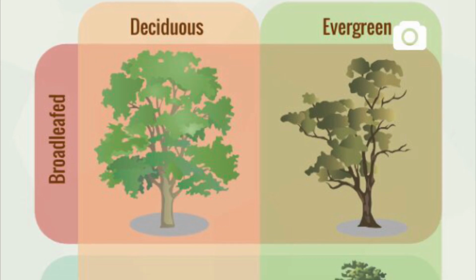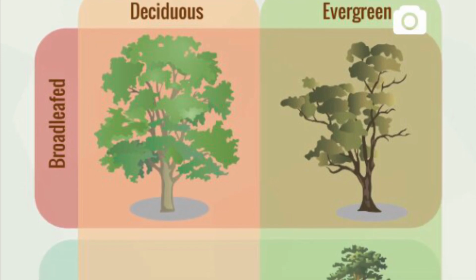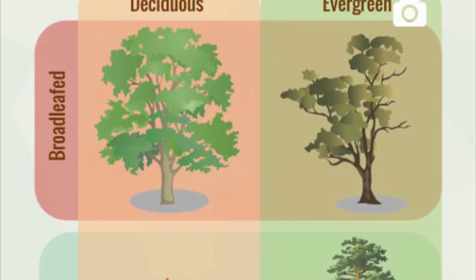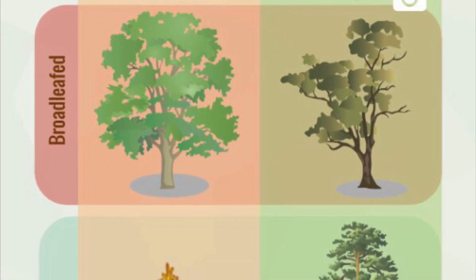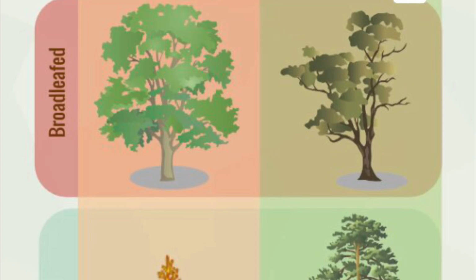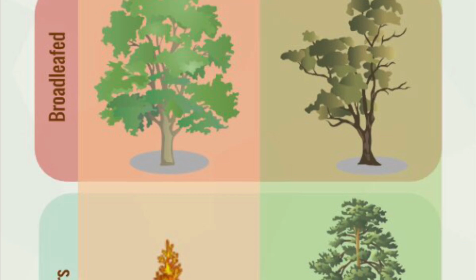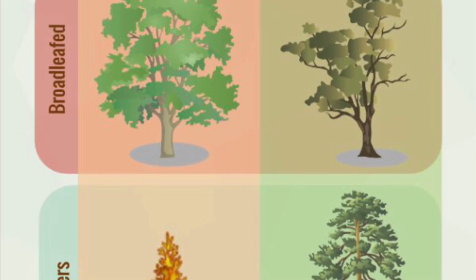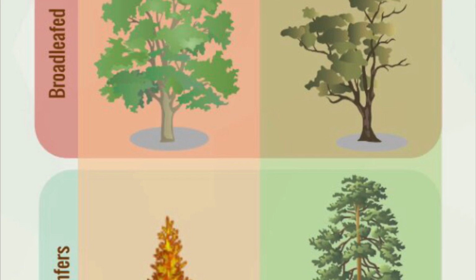So we can look at trees in a variety of different ways. We can compare whether they are deciduous or evergreen. Deciduous meaning they lose their leaves at certain times of the year, for example, during the winter or during a dry season, or they're evergreen, meaning they keep their leaves throughout the entire year.